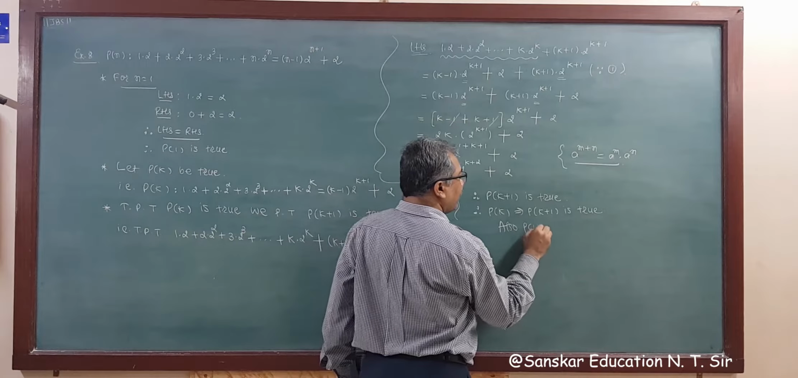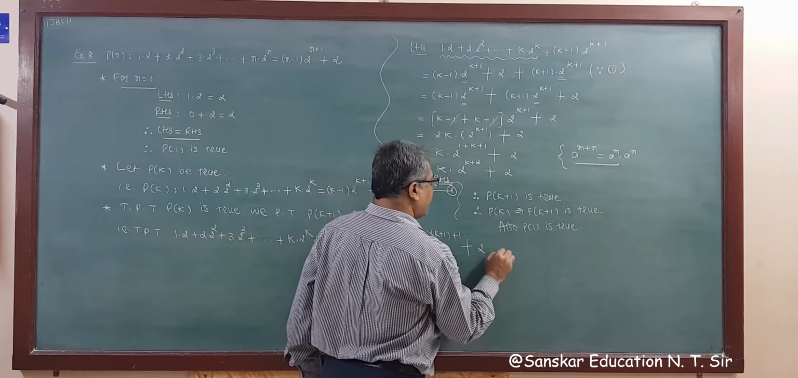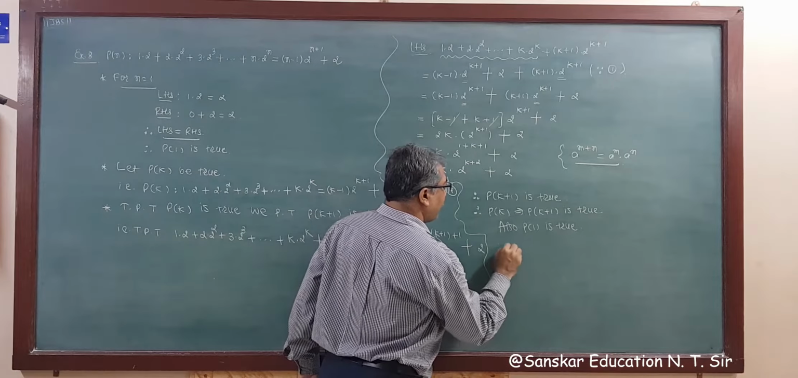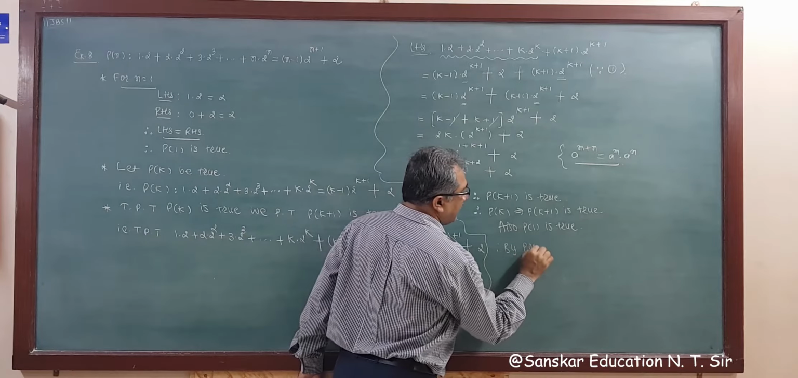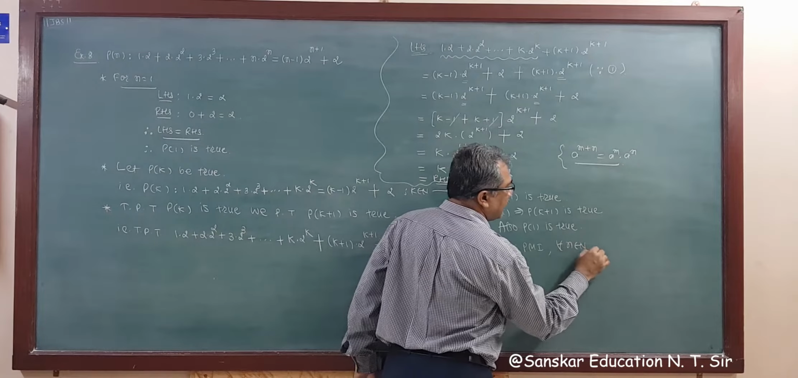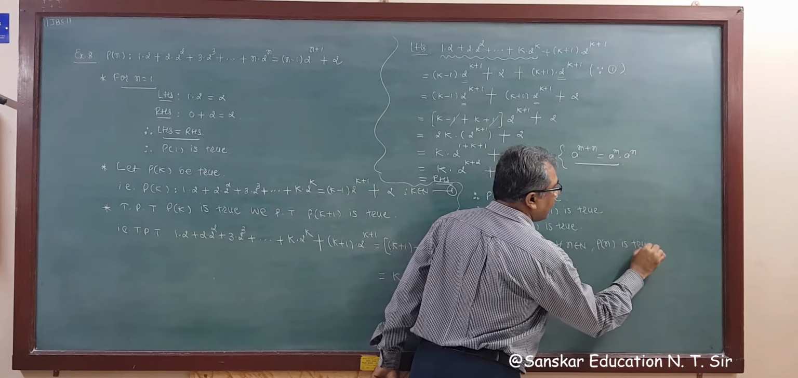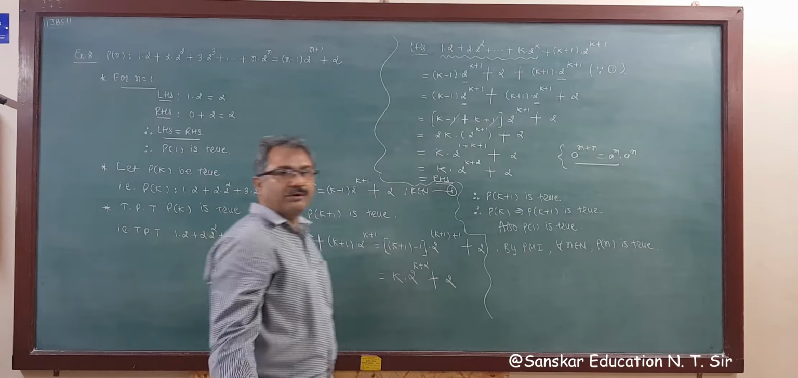Also P1 is true. Therefore, by PMI, for all n belongs to N, Pn is true. Got it?